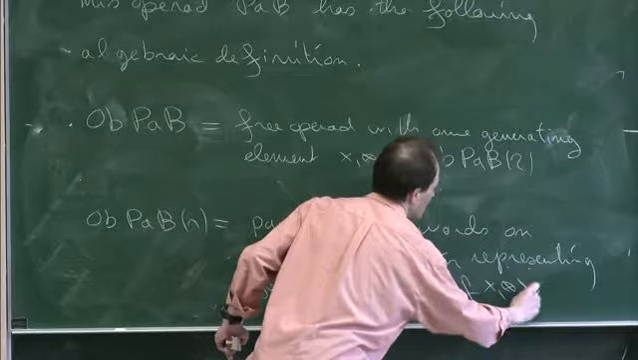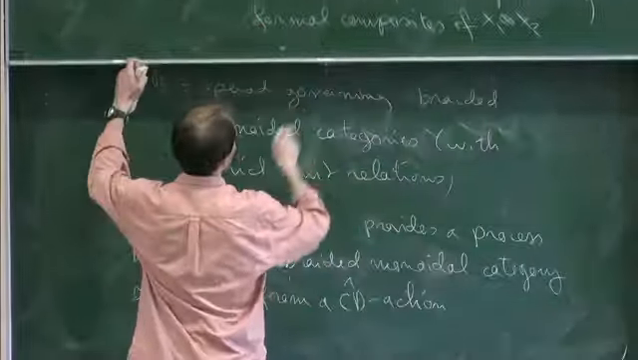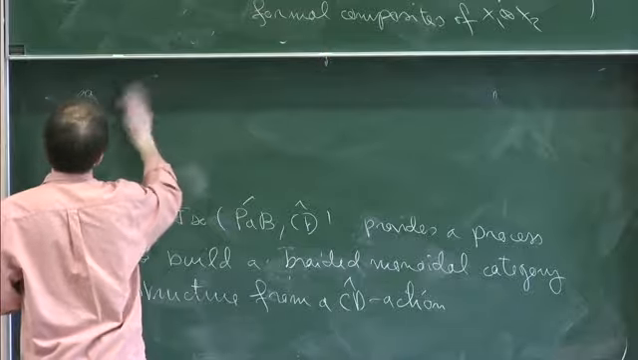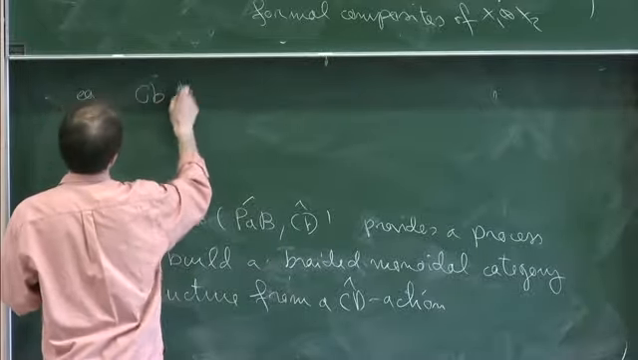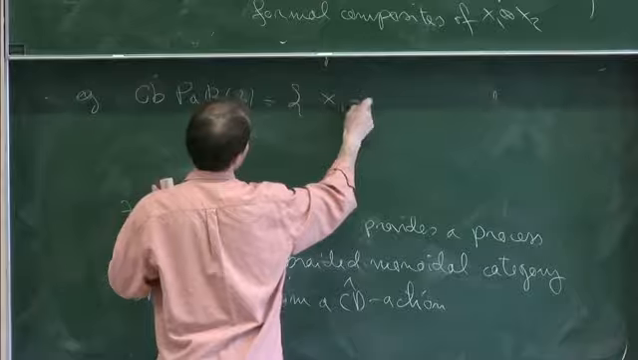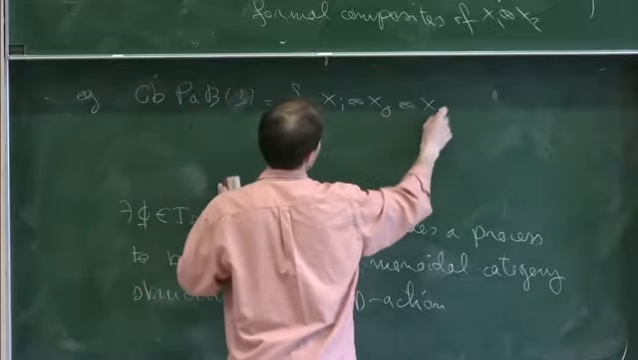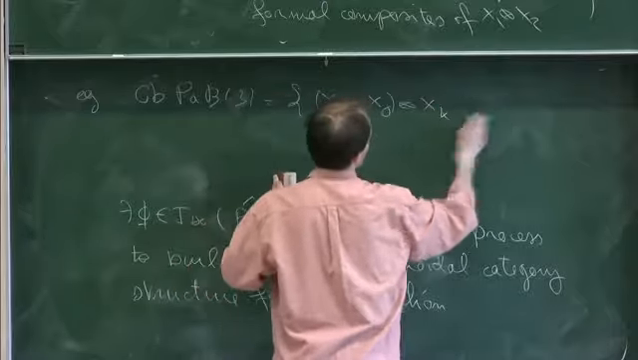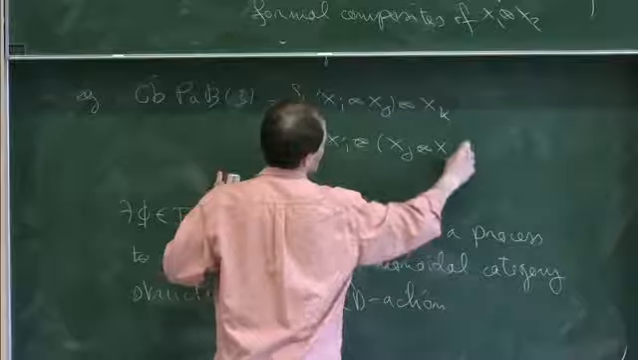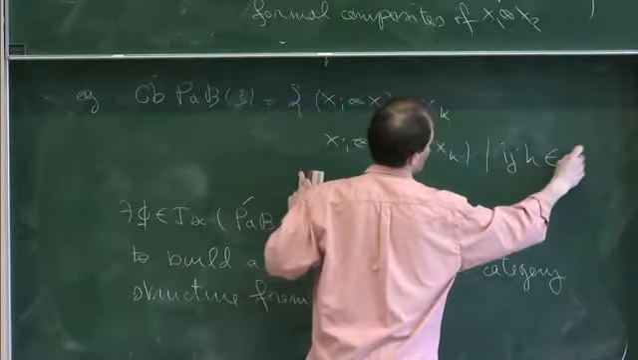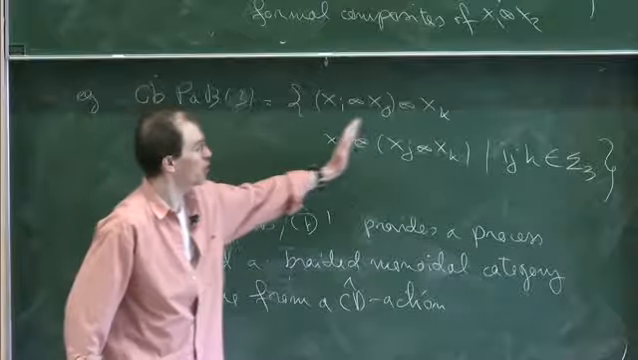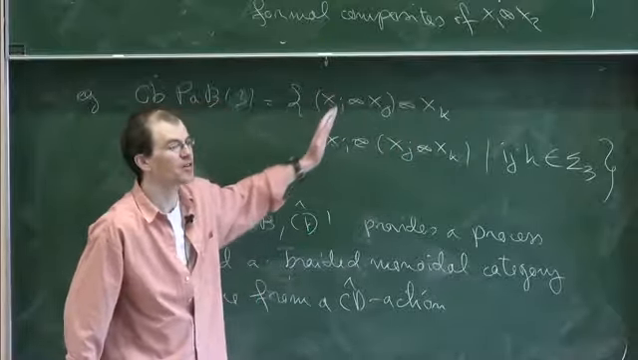For instance, in the case r equals 3, you get the word xi tensor (xj tensor xk) with this parenthesization, or this one, (xi tensor xj) tensor xk. And here ijk runs over permutations of Sigma 3. So each variable x1 up to x3 is supposed to occur only once in such a word.